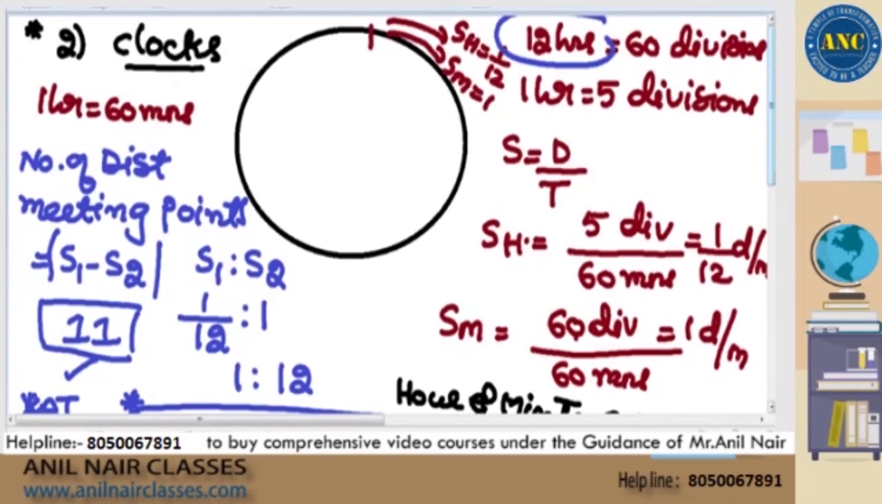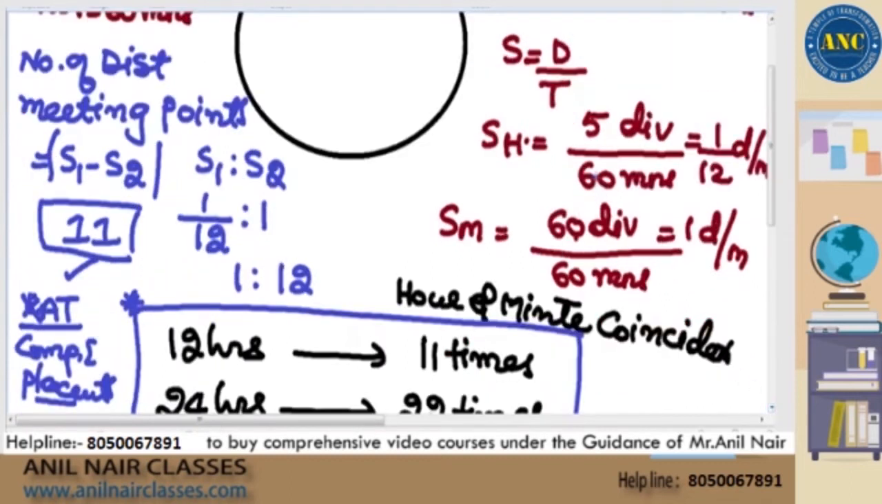Clocks. A clock is in the form of a circle. Totally there are 12 hours in a clock. 12 hours is 60 divisions. 1 hour is 5 divisions. Speed is equivalent to distance by time. Speed of hour hand: in 1 hour there will be 60 minutes, and 1 hour is 5 divisions, so it is 1 by 12. Speed of minute hand is 1 division per minute.